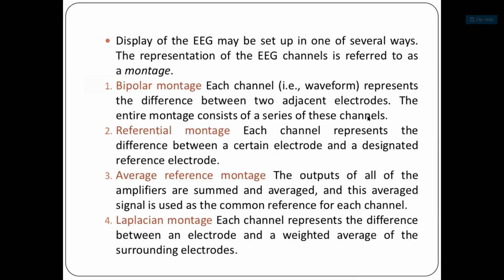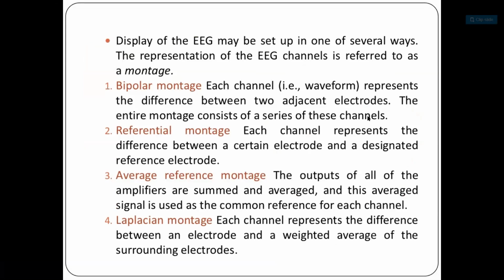Display of the EEG may be set up in one of several ways. The representation of the EEG channel is referred to as a montage. So you have a bipolar montage. Each channel represents the difference between two adjacent electrodes. The entire montage consists of a series of these channels.